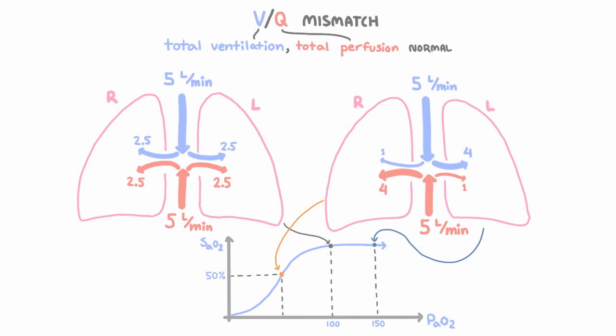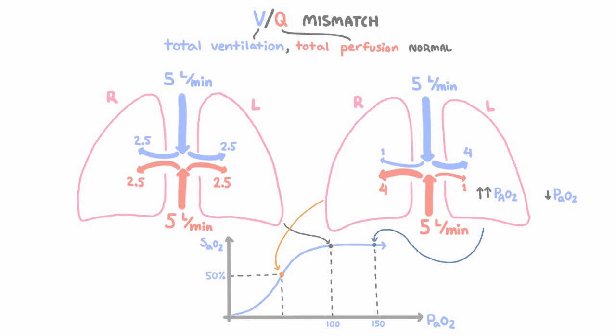But from this example, we can see why VQ mismatch responds to supplemental oxygen. Because up here, for example, if we increase the oxygen going to this lung as well as the other, we're going to move up on this curve. And we can also see from this why the AA gradient is going to be increased, because the average alveolar oxygen is quite high in this case. You have a very high oxygen concentration in the gas in this lung, but the blood ends up with a low arterial partial pressure of oxygen.